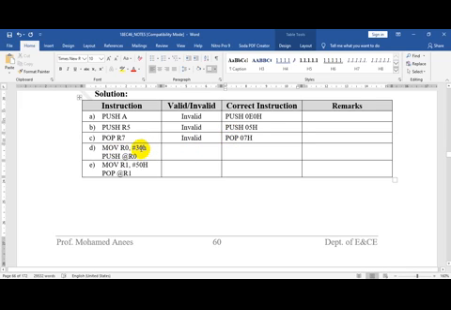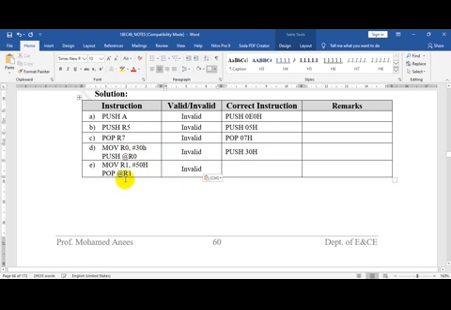MOV R0, #30H. So R0 is used as a pointer to memory location 30H. Then PUSH @R0. So this is indirect addressing mode, which is not supported by PUSH instruction. Okay, so this is also invalid. So the correct instruction would be PUSH the direct address. The address here is 30H. So PUSH 30H, or whatever the address R0 is pointing to.